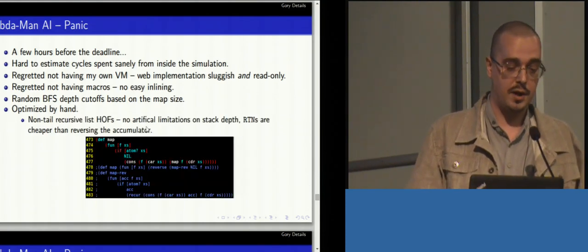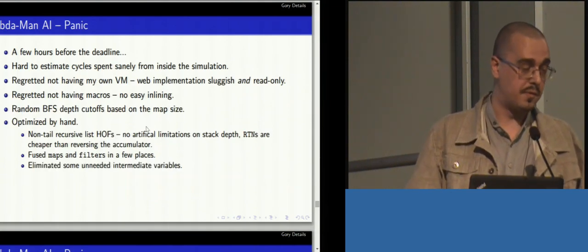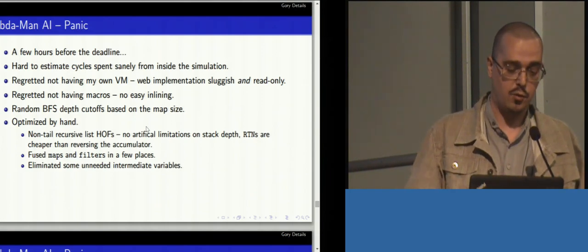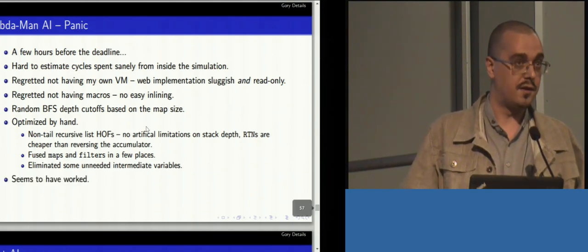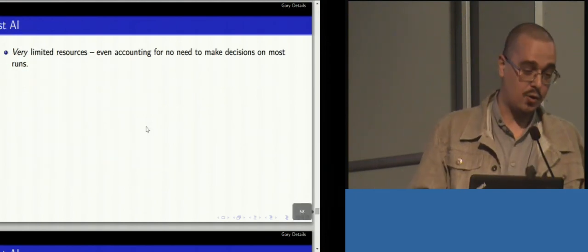So I rewrote my standard list library. I've used some maps and filters in a few places, eliminated some unneeded intermediate variables, since those were using up instructions too. And well, in the end, it seems to have worked. That's the only thing I can say at this point.